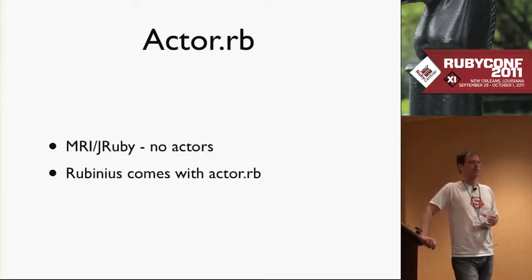So I want to take a look at some actor projects in Ruby just to quickly cover the scene and maybe give you a couple ideas of what's out there already. Probably the most mainstream actor API out there is Actor.rb. It ships with Rubinius, and it does work on JRuby and MRI. So you just have to get the gem. Rubinius actually publishes a gem, just this code in it, that you can use on MRI and JRuby.